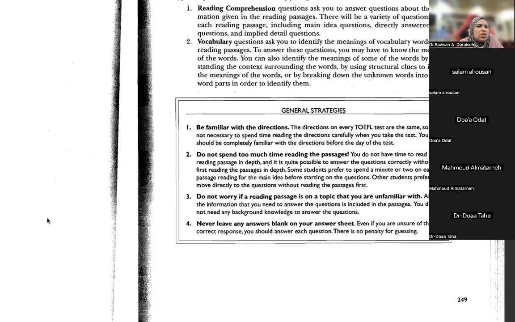Okay. These are general things. These are tips, guys, that you should take into consideration when you are taking the test.